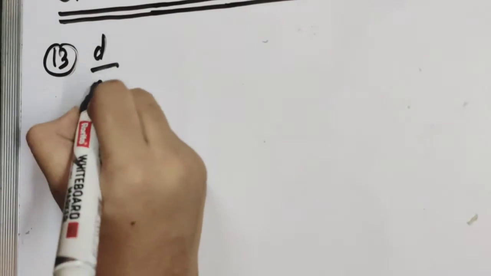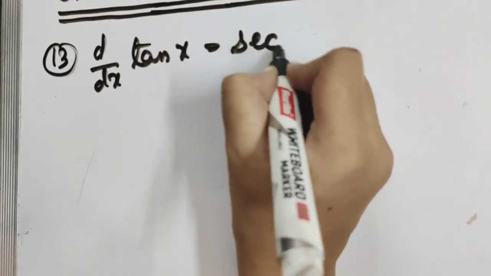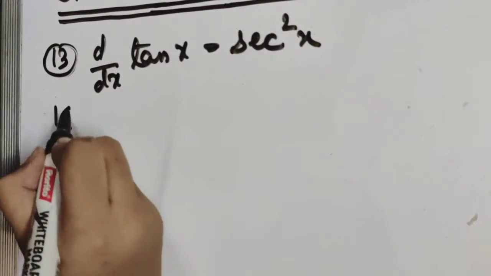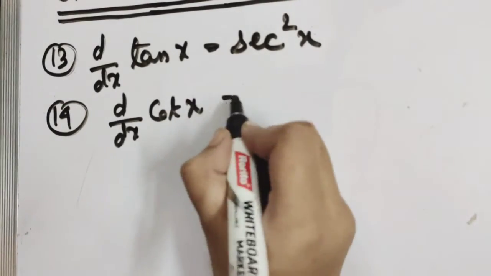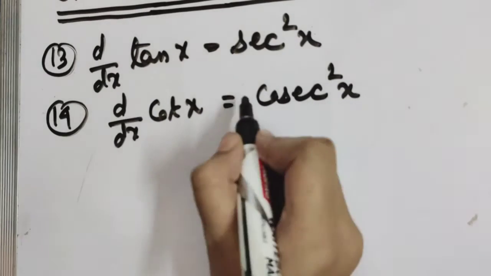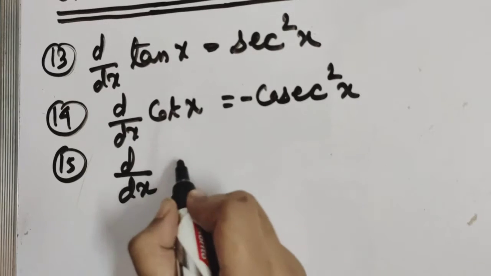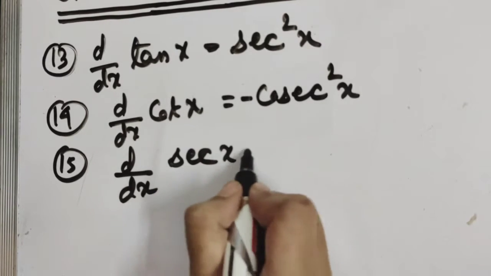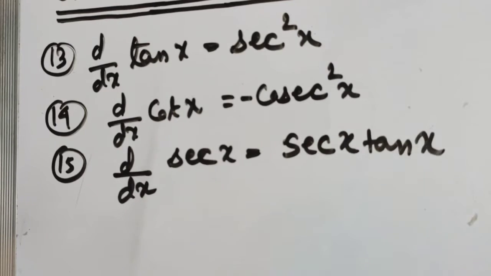So d/dx of tan x, the formula is sec square x. Now d/dx of cot x is cosec square x, with a negative sign. Now d/dx of sec x, what is the formula? Sec x into tan x. Okay, sec x into tan x.